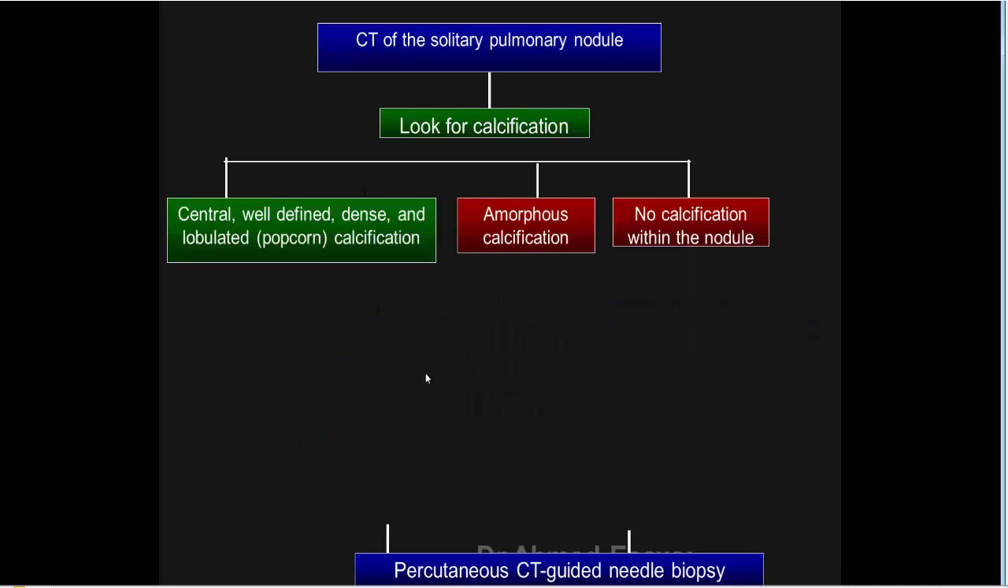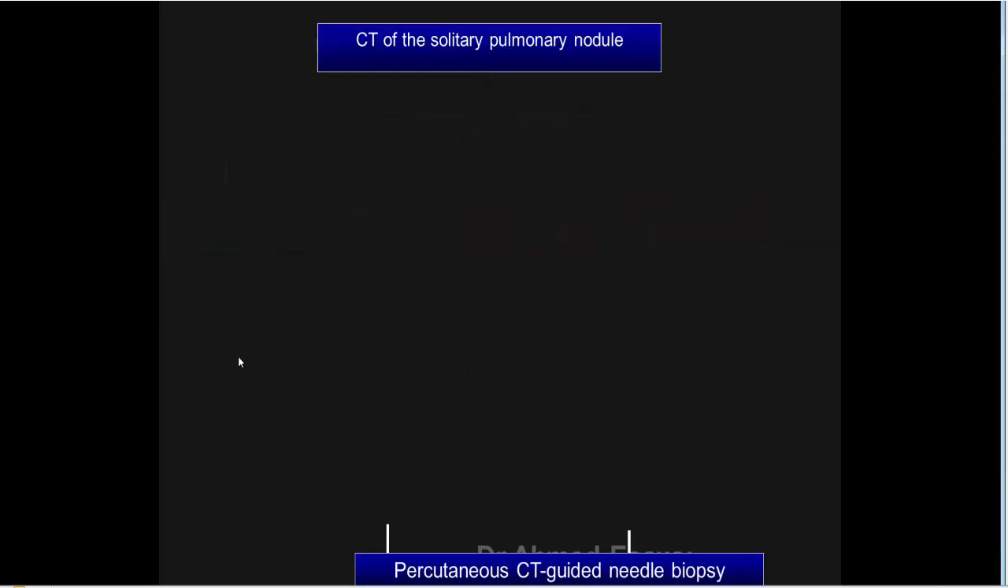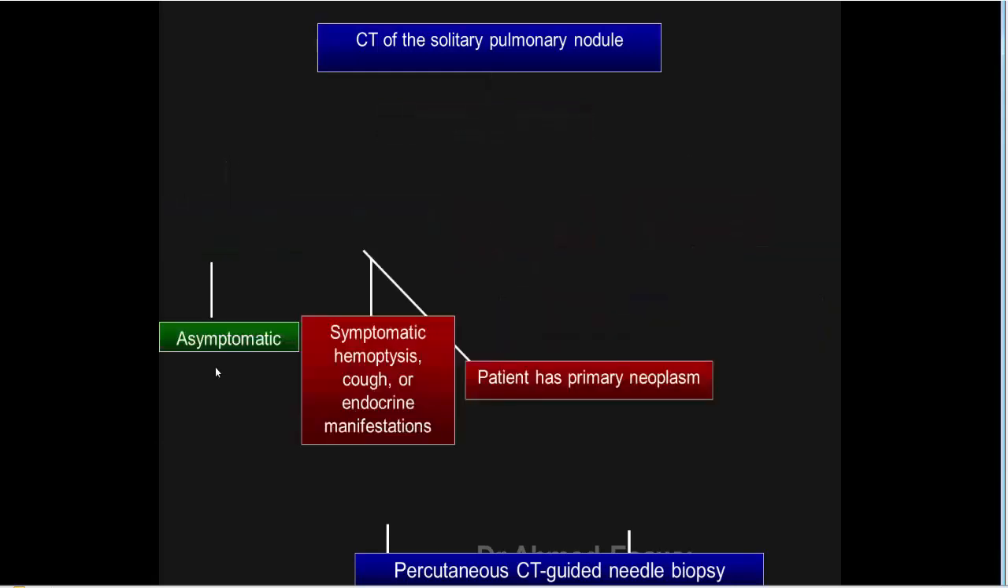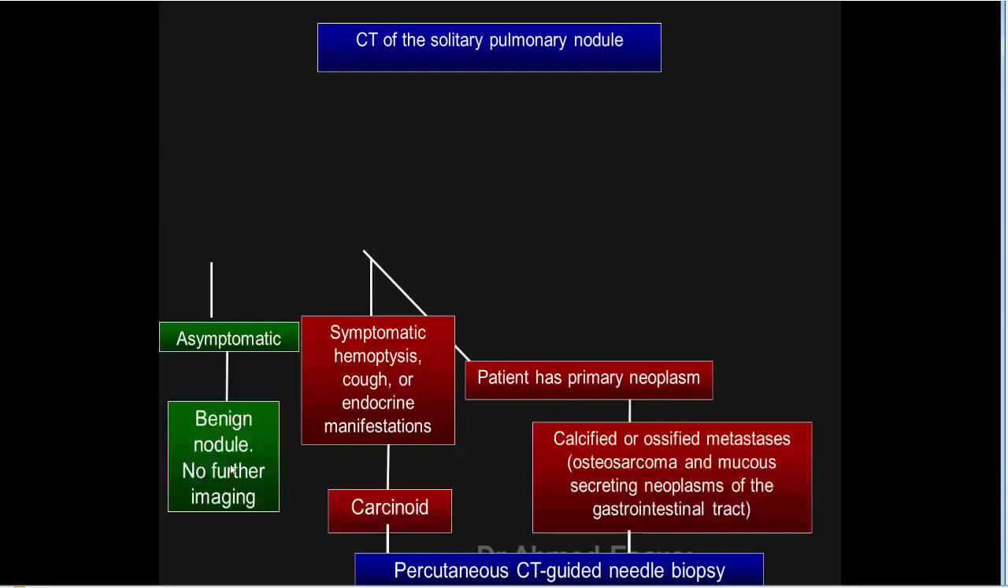Look for calcification. We may find central, well-defined, dense, lobulated popcorn calcification, or amorphous calcification, or no calcification in the nodule. With central well-defined lobulated popcorn calcification, the patient may be asymptomatic, symptomatic with hemoptysis, cough, or endocrine symptoms, or have a primary neoplasm. Asymptomatic patient: benign nodule, no further imaging.